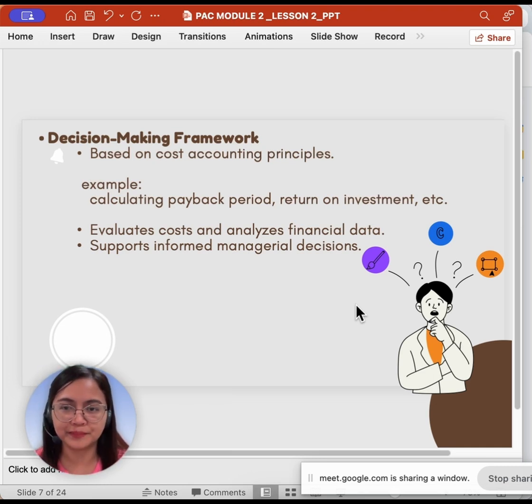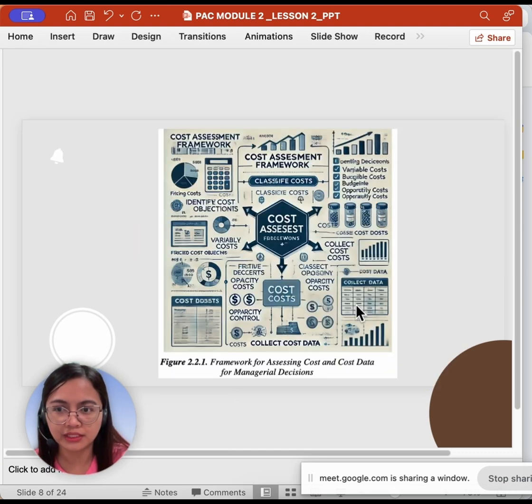So, those analysis and problem solvings will be taken up in the future. So, next is the framework for assessing cost and cost data for managerial decisions. This is in your module, you will see this framework.